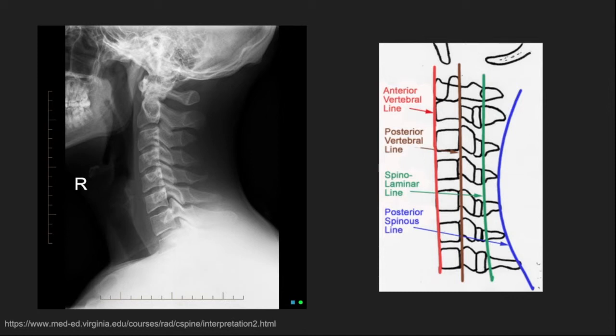There are three important lines that can be visualized: the anterior vertebral line, the posterior vertebral line, and the spinolaminar line. The cervical cord lies between the posterior vertebral line and the spinolaminar line. The line should be examined to ensure a smooth anterior curve. A disruption in these lines can be suggestive of a ligamentous injury, fracture, or subluxation of the vertebra.